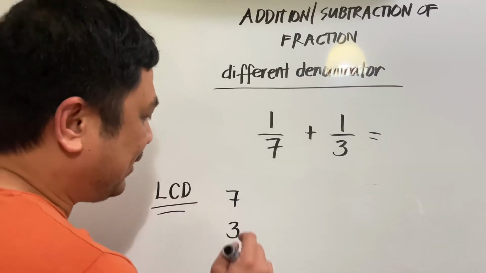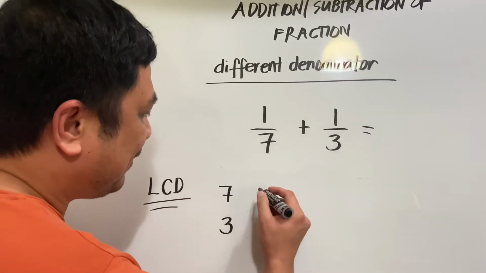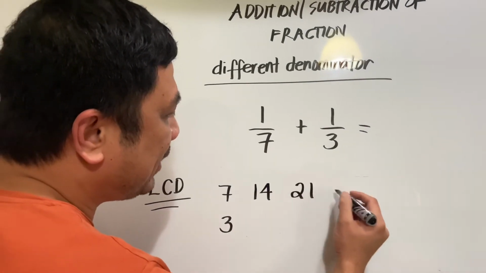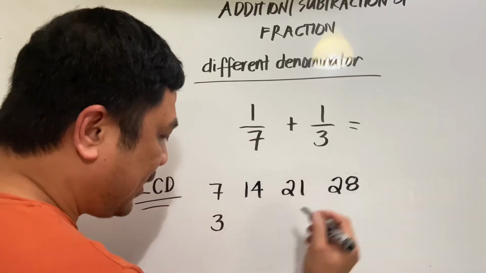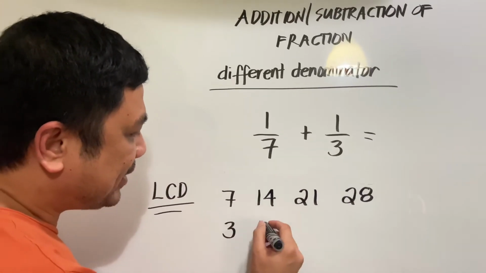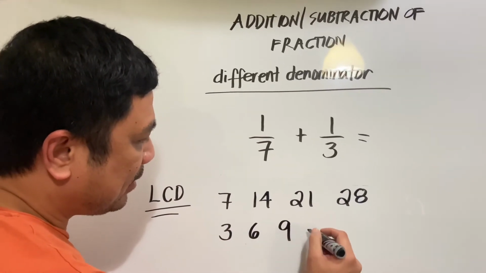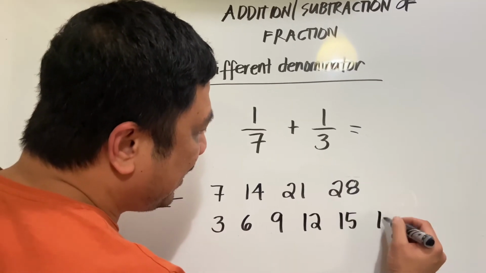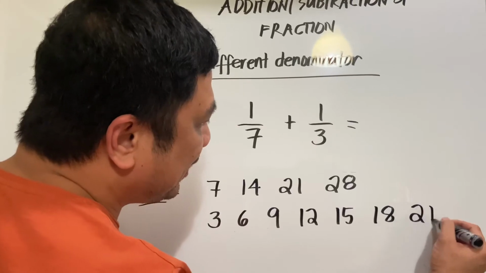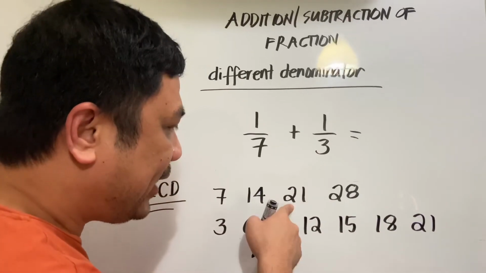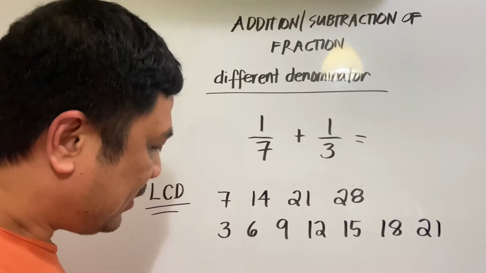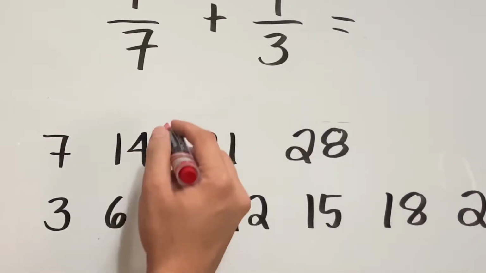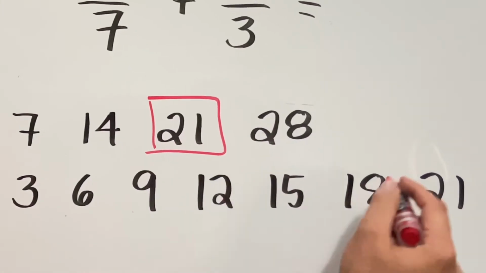So 7. What's the next number after 7? That is 14, and then 21, and then 28. For 3, we have 6, 9, 12, 15, 18, and then 21. As you see here, I got 21 here and I have another 21 there. So that means the least common denominator or multiple of 7 and 3 will be 21.